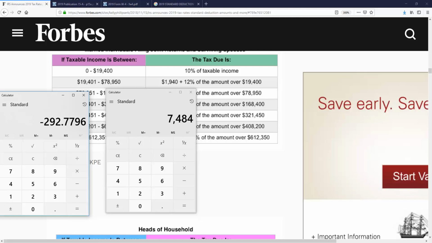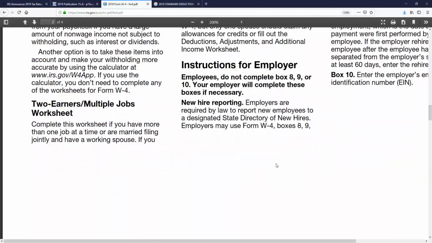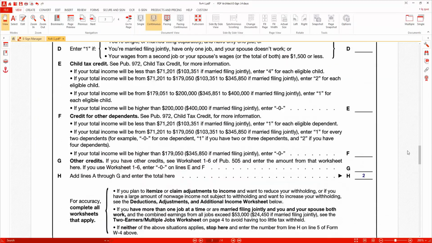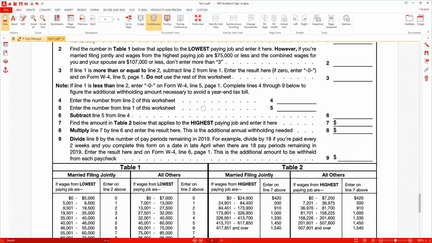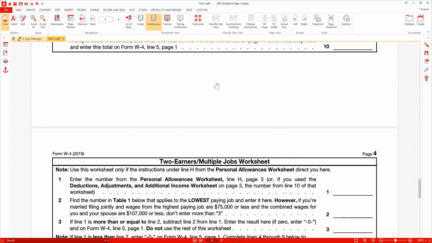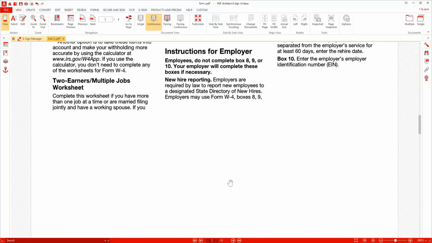Well, it's simply because you did not properly calculate your taxes, right? Nor did you properly use the W-4. Because remember, let me go back to this one. Remember, if you are a two-earner household, you're supposed to use this worksheet. Okay, now let me show you how I like to calculate taxes for my clients.